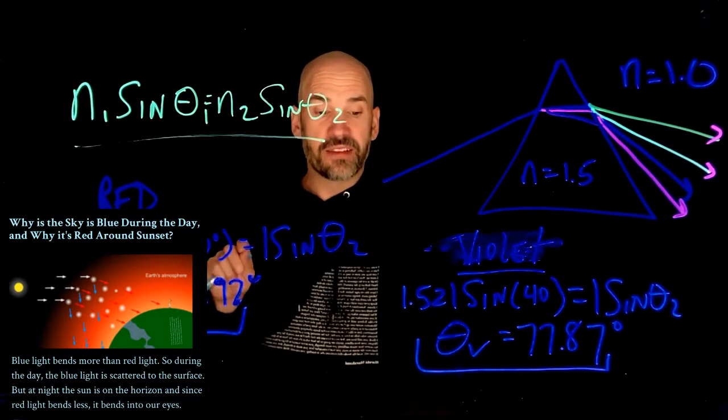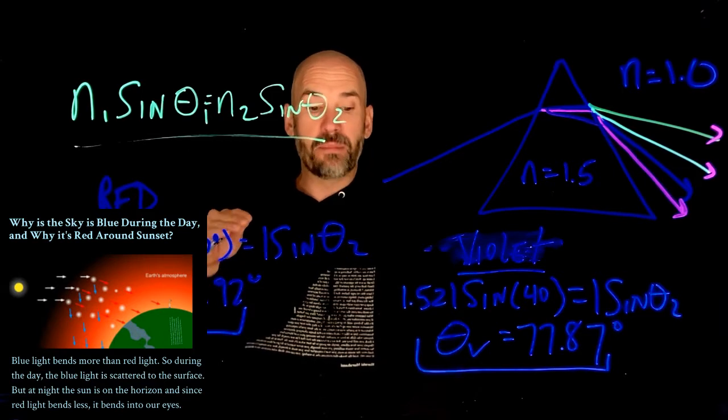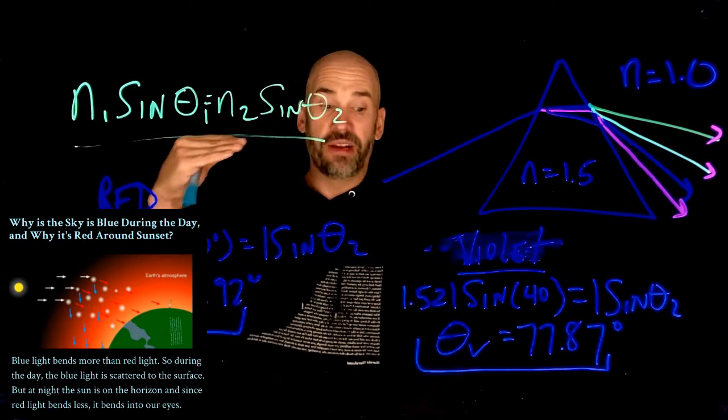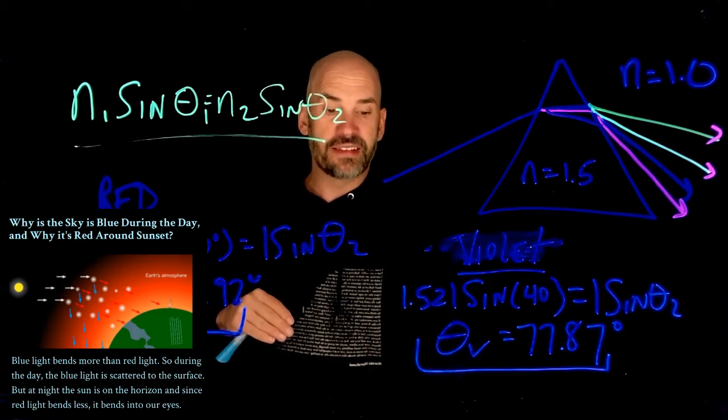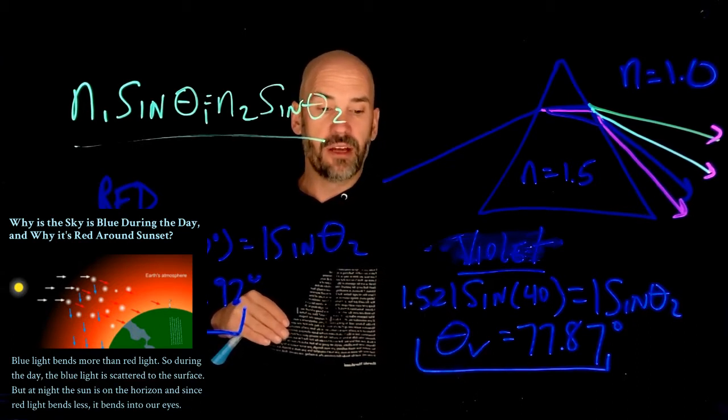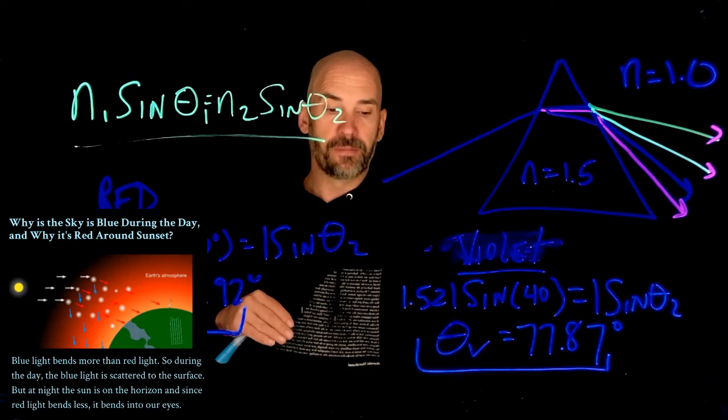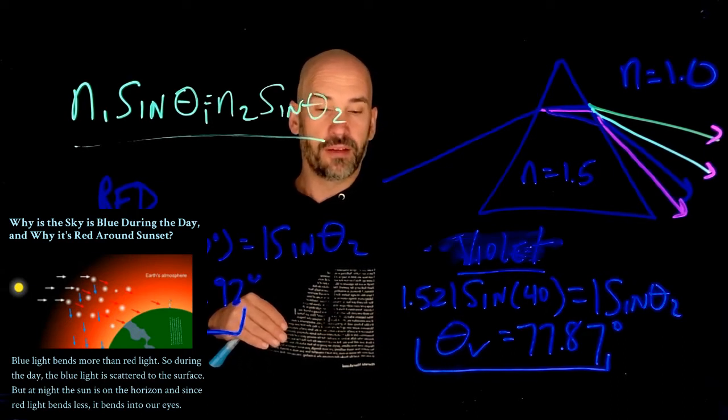But at sunset, the sun is on the horizon, and since red light bends less, that is what is going to end up hitting our eyes. And it's kind of cool. You can see an image of this happening over here in this picture, in this slide.